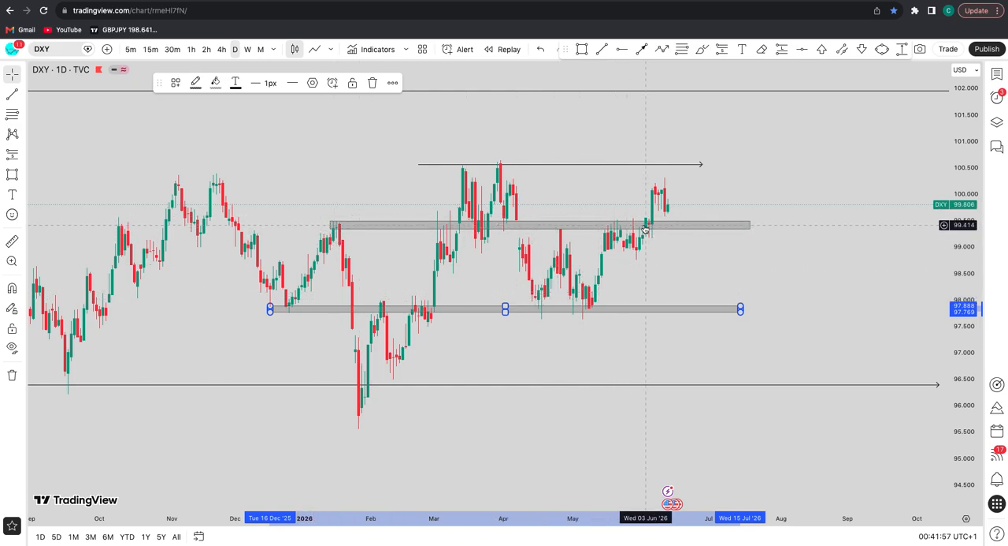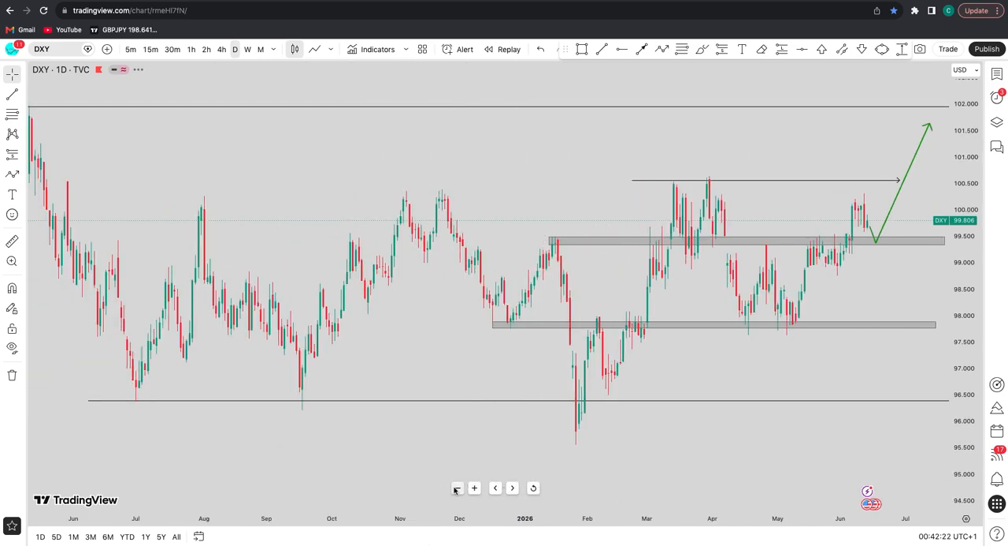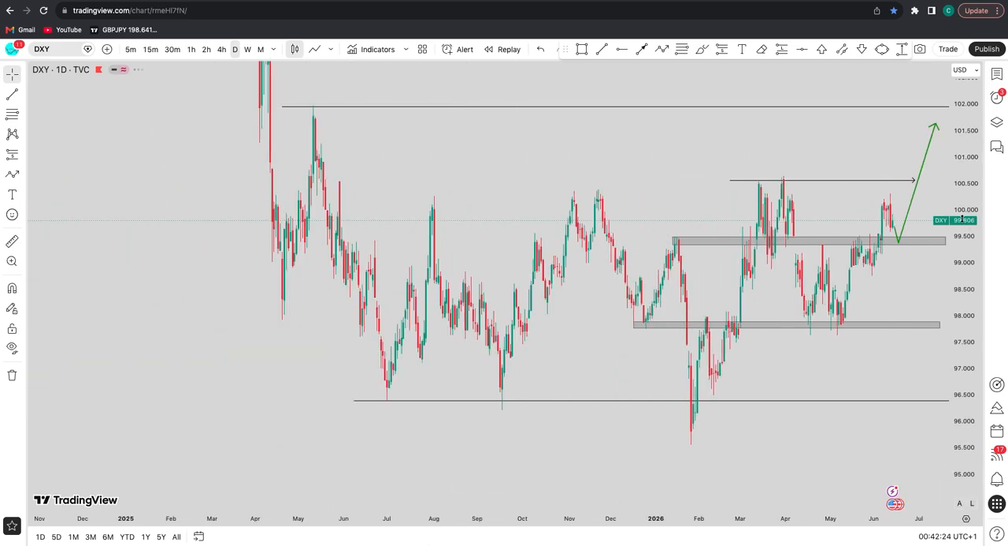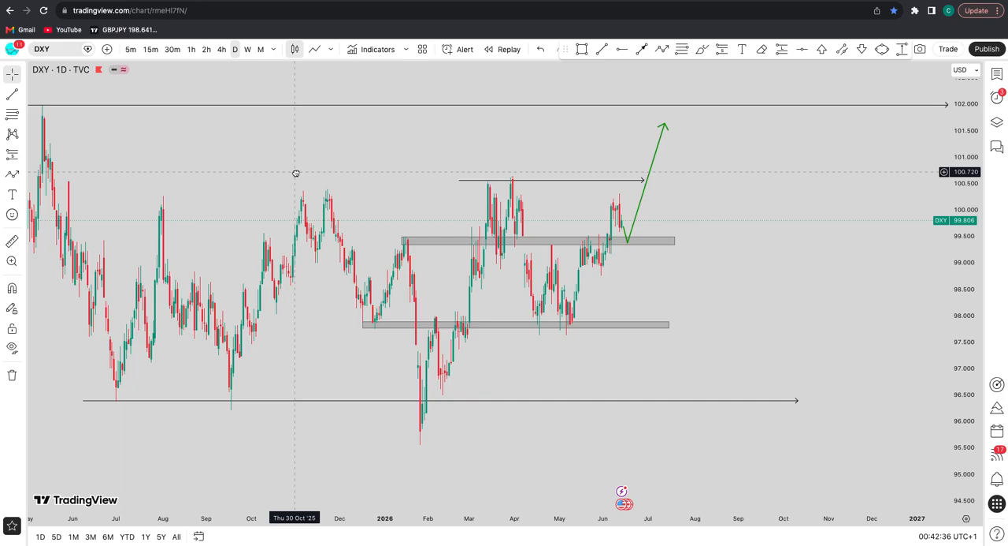So we got a break above this zone. What I want to see on this market is for the market to retest this level and continue upward. 101.946 is my target overall on the DXY. Let me just put the market target at 102. This is my target overall.